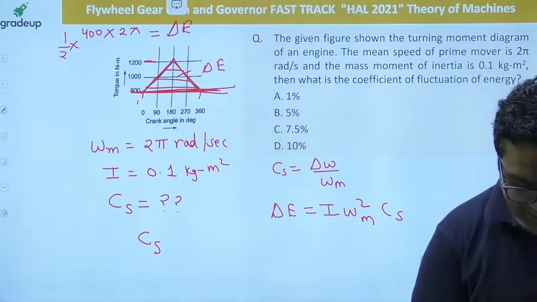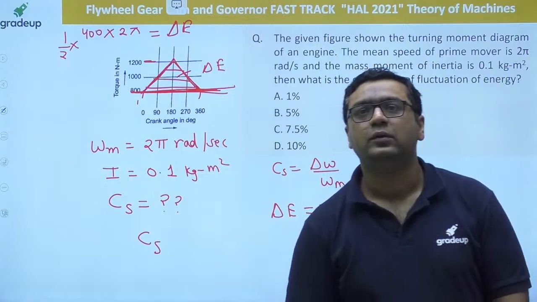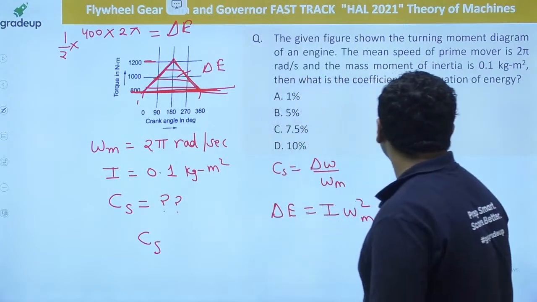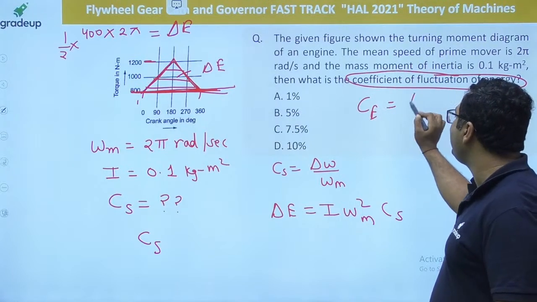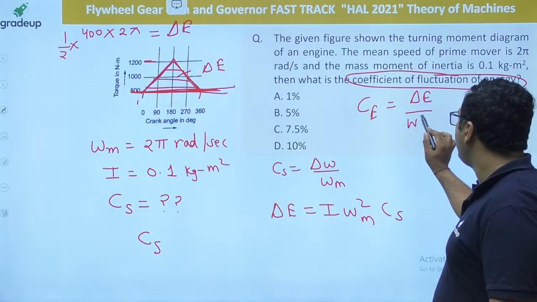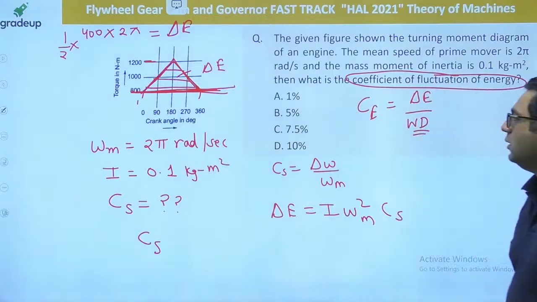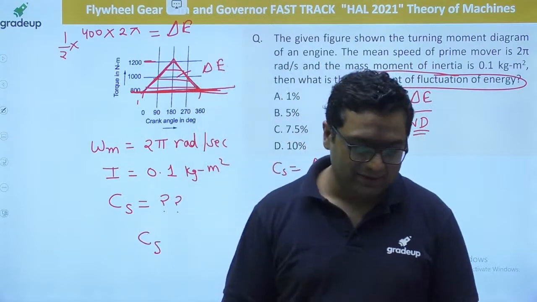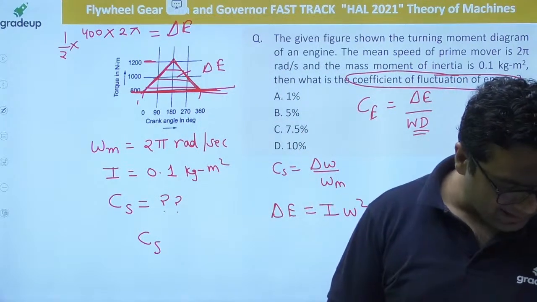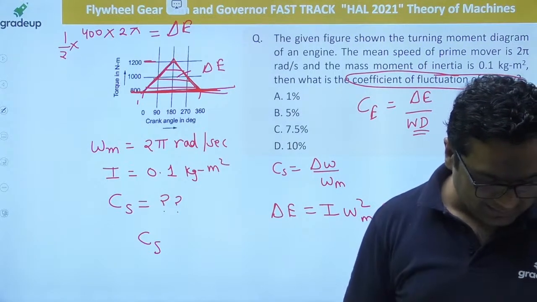I will be giving you the right answer for this. Yes, the coefficient of fluctuation of energy is asked. Then CE is going to be delta E upon work done. Yes, in that case it is asked as delta E by work done. Yes, for sure. So what will be the answer for this? They are asking delta E by work done. Find out delta E first and then the work done in the cycle.